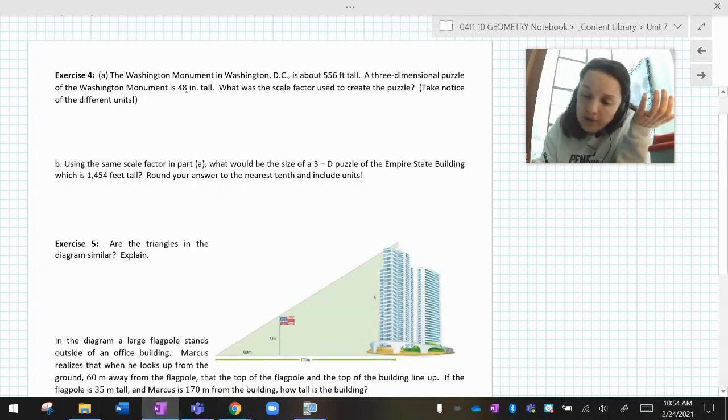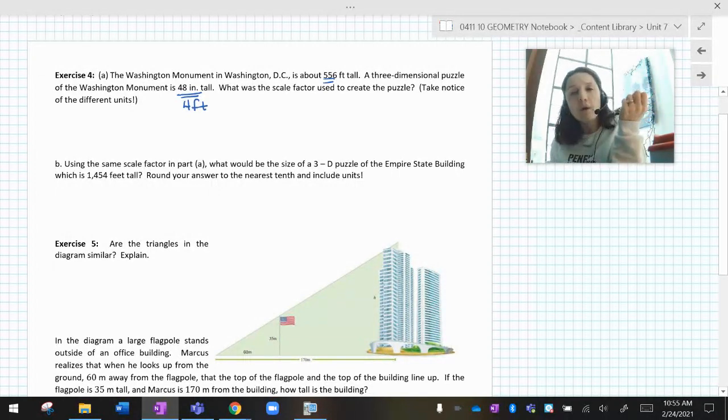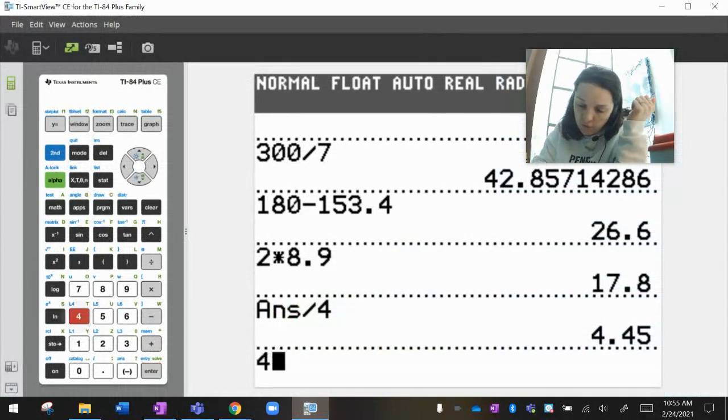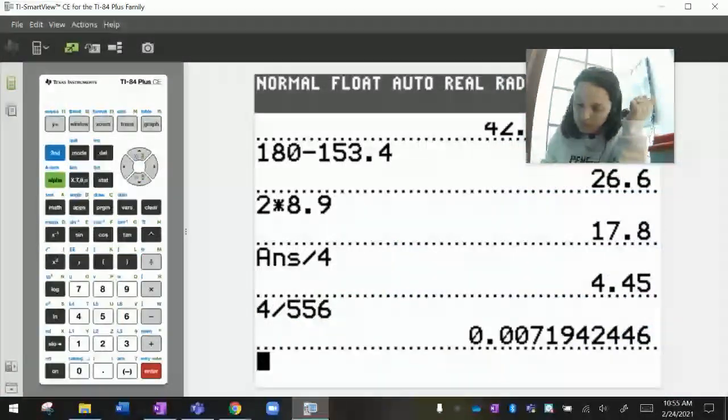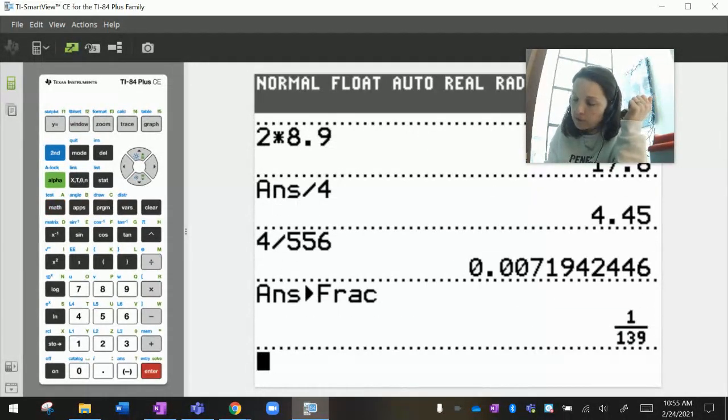Okay, well, 48 inches tall compared to 556 feet tall. 48 inches, that's 4 feet. So if I want to figure out the scale factor, it is new divided by old. Well, the monument is definitely older than the puzzle, so I'm going to do puzzle to monument. So 4 feet to 556 feet is 4 to 556. And if I hit math frac, it'll turn that into a reduced fraction for me.